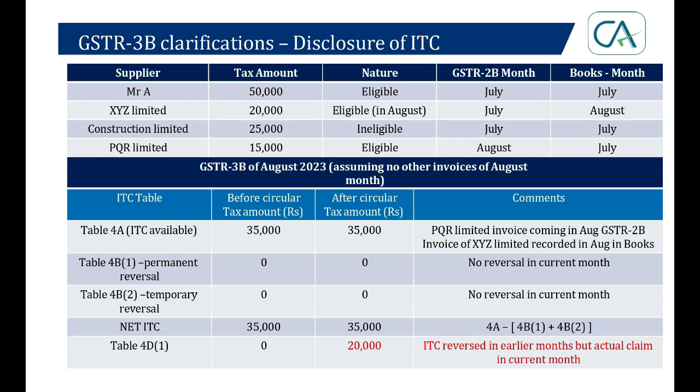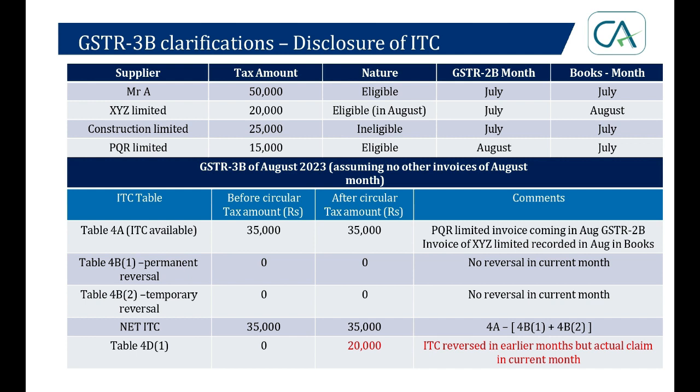Reason being, if we don't put this 20,000 in 4D1, what will happen? The department will see, oh, auto-populated from 2B, 15,000 rupees, and there is no disclosure in 4D1. It is not a case of reclaiming. It is a case of negligence. You have claimed extra input tax credit of 20,000. Where is the evidence? So it is very imperative to report the amount which you have reclaimed, which you have reversed temporarily in the previous months.